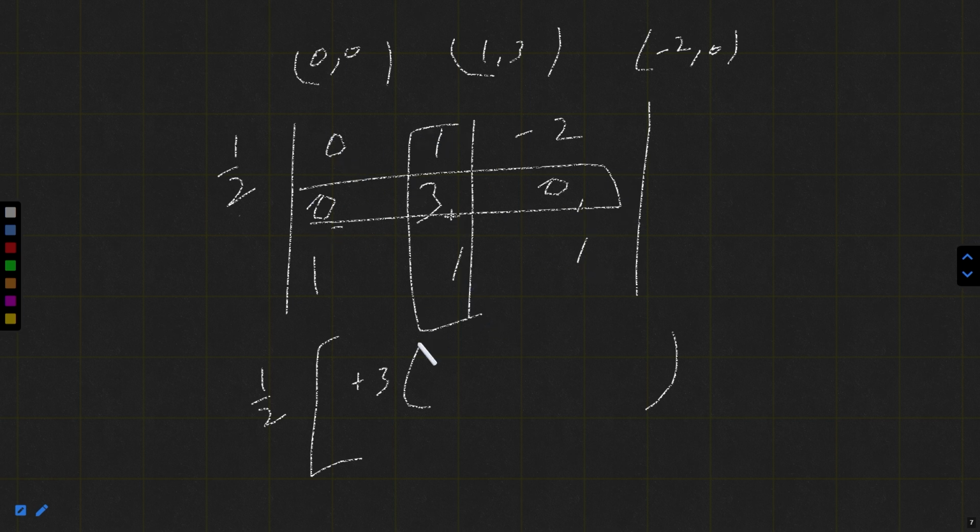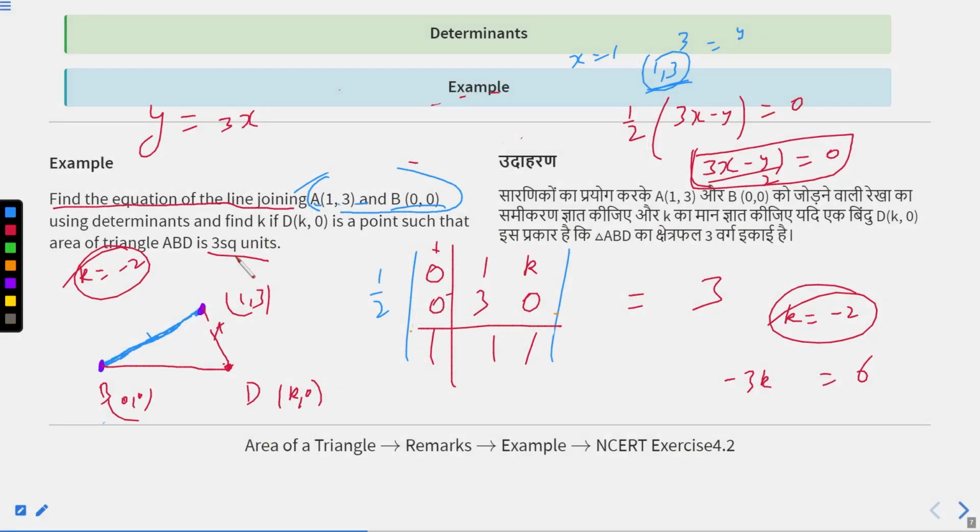So 1 multiplied with 0 gives you 0, minus of this multiplied with this will give you plus of 2. This will be, as you can see, 6. 6 by 2 will give you 3. So your output is 3. That's what you want. So you evaluated your value k is equal to minus 2, which is the correct value. Okay, we also verified that. I hope that it is clear to you.